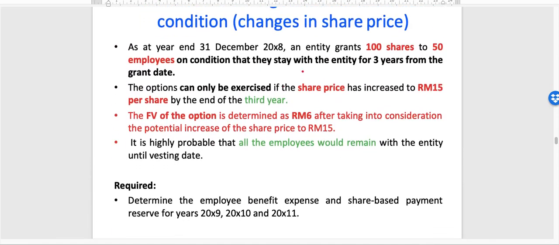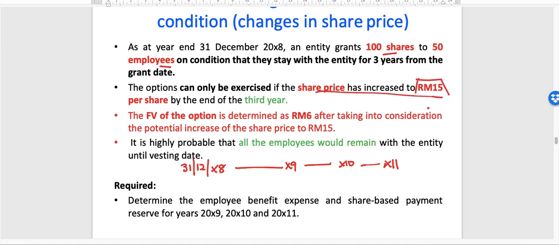As at year end 31st December year 8, entity grants 100 shares to 50 employees on condition that they stay with the entity for 3 years. So you have year 9, year 10 until year 11. They have to stay in the company. The option can only be exercised if the share price has increased to 15 ringgit per share by the end of the third year. So if only the share price reaches 15 ringgit, then the employee will get these shares.